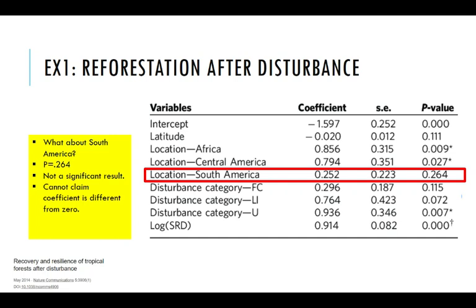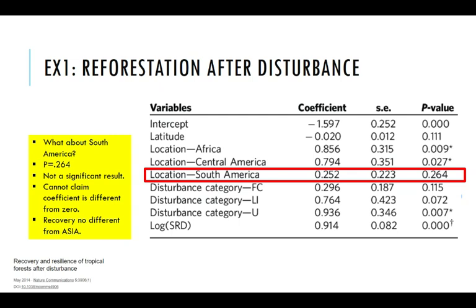It means that we cannot claim that that coefficient, 0.252, is really different from 0. In other words, it says 0.252, but really there's not enough evidence to say that that's any different than it actually being 0. So this is not a significant result. So what that would mean then is that recovery is no different in South America than Asia.